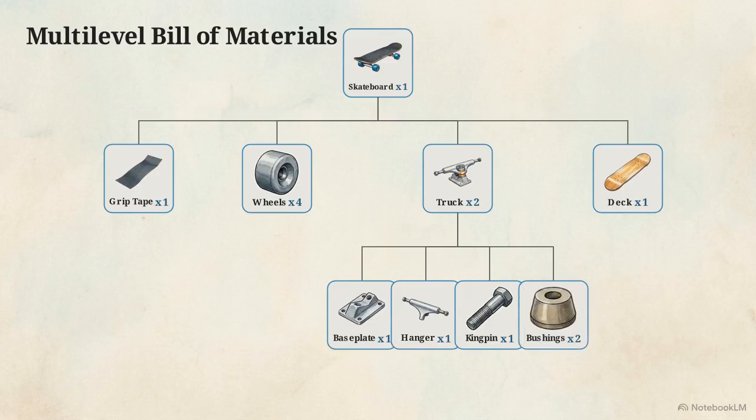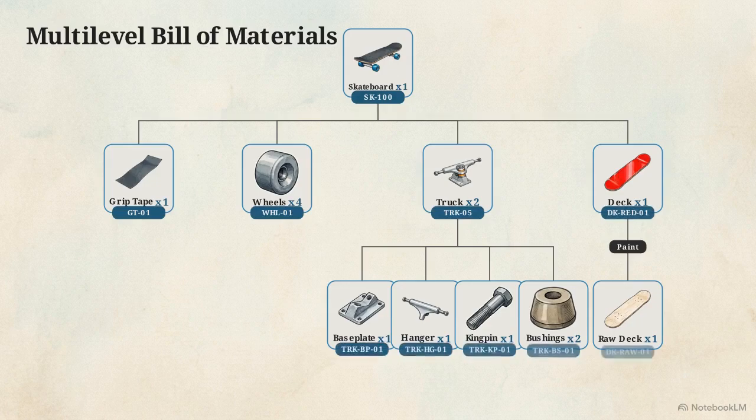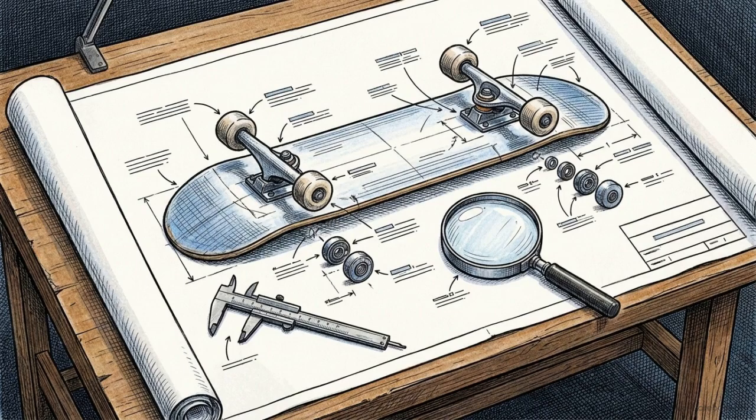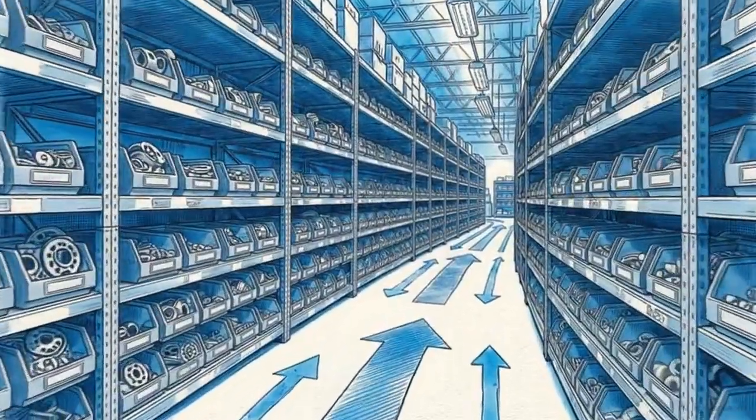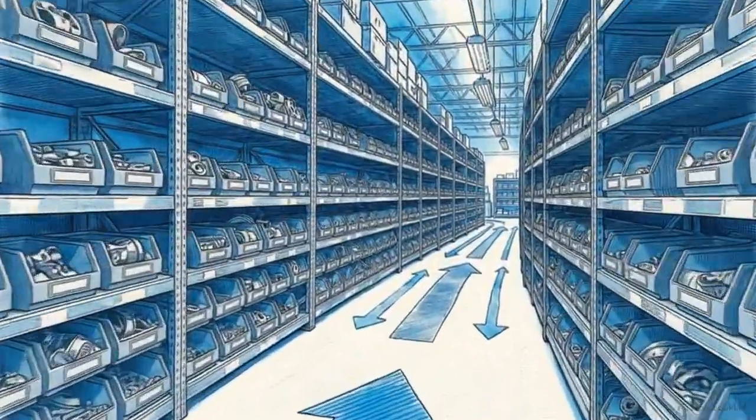There is a strict rule here. If a component changes physically, like painting a raw wooden deck, it becomes a different part with a different identity on the bill of materials. To keep everything organized, every single variation and subpart on this tree is assigned its own unique part number. This multi-level structure ensures that every hidden screw and internal bushing is accounted for on paper before the physical assembly ever starts.